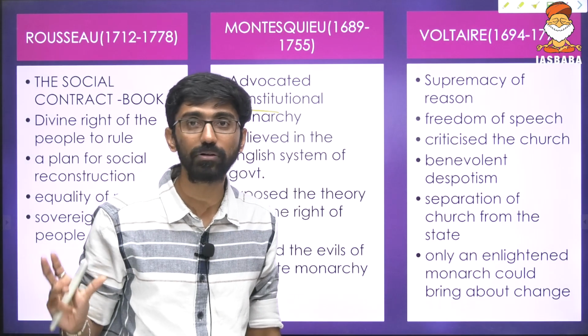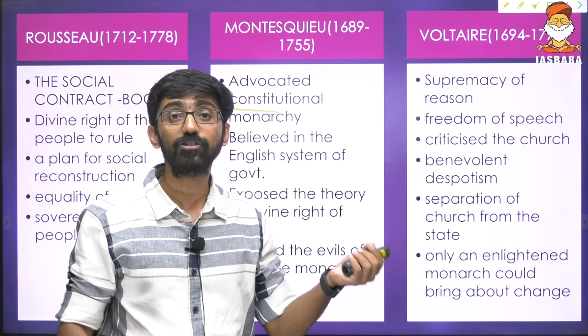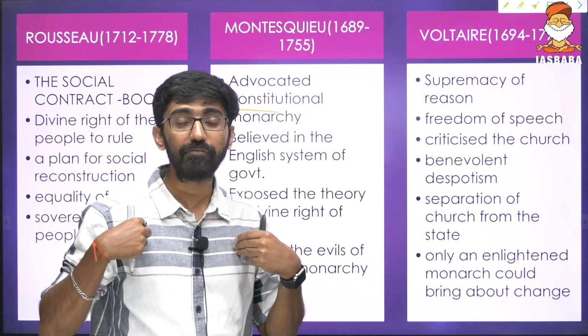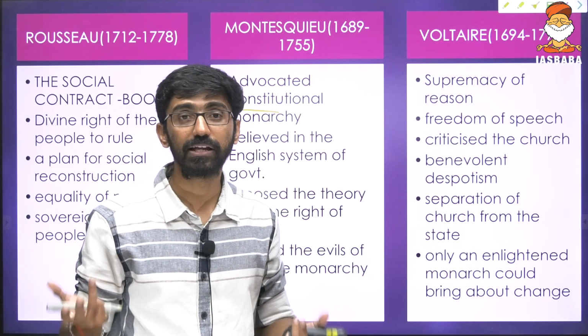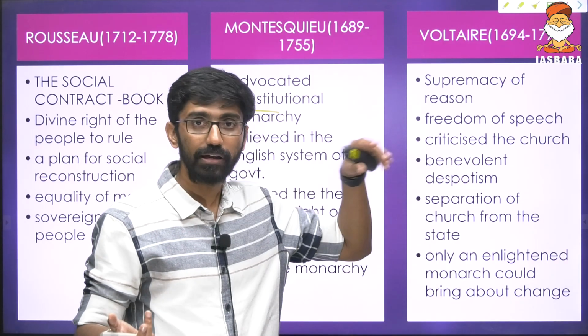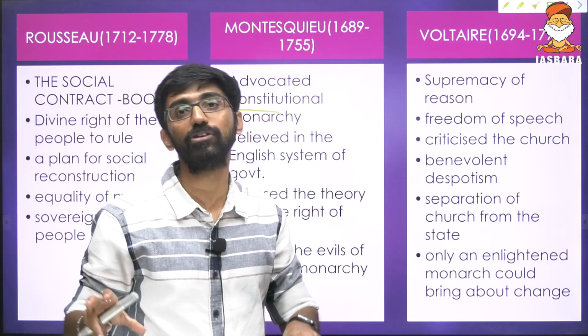What does Voltaire talk about? Supremacy of reason against superstitions, giving importance to rationalism, and giving importance to freedom of speech and expression. He criticized the church. In India, Raja Ram Mohan Roy criticized priestly domination.